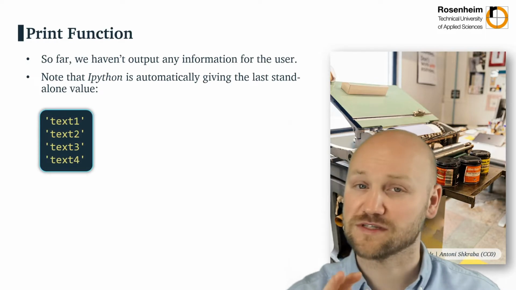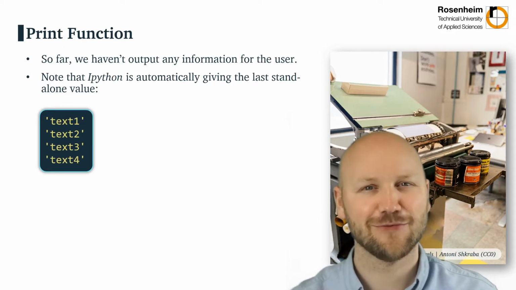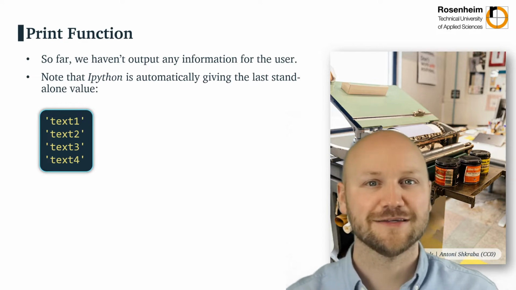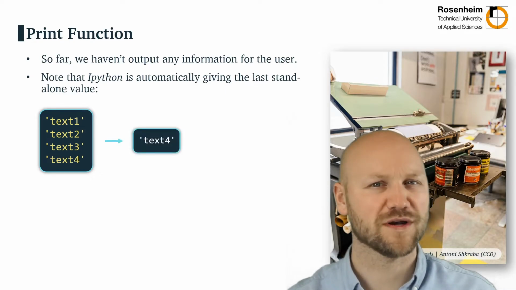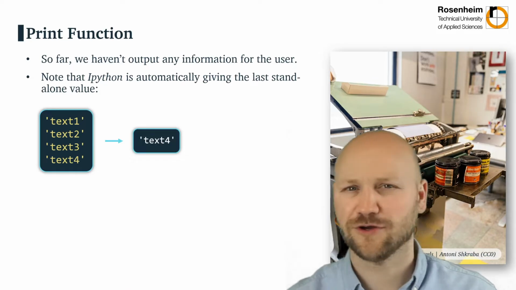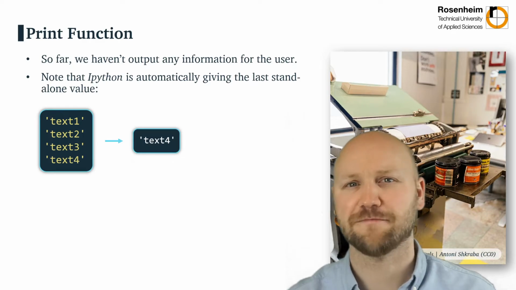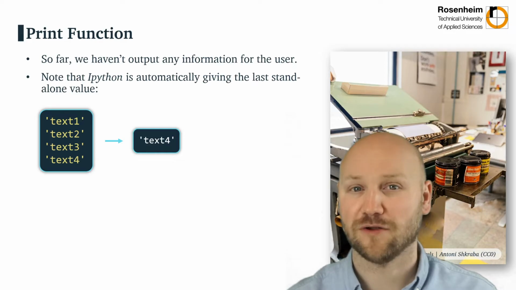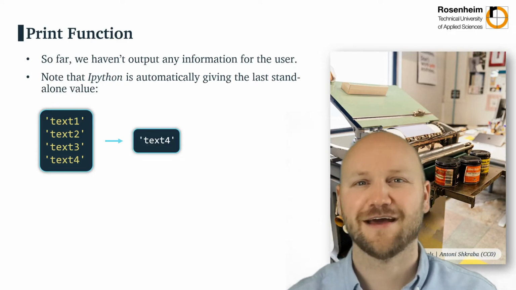We have one cell with 4 strings that are stacked on top of each other, and the last standalone value, standalone meaning we don't have a variable association here, is going to be outputted. So in this case, it would be text 4. But we don't have real control over what is going to be printed. And if you are not using IPython, and usually when you are developing software you are not, you have the ordinary Python interpreter, and this is not going to be outputted at all. So we want to have full control over what is going to be outputted, and we also want to format this output.